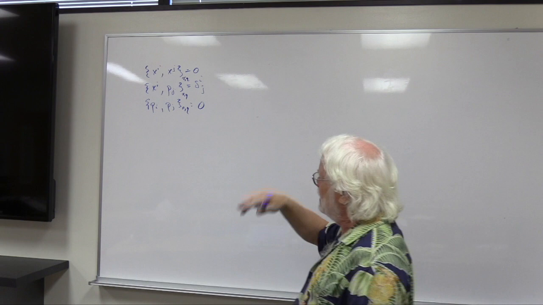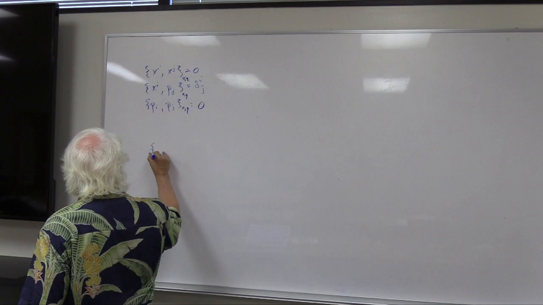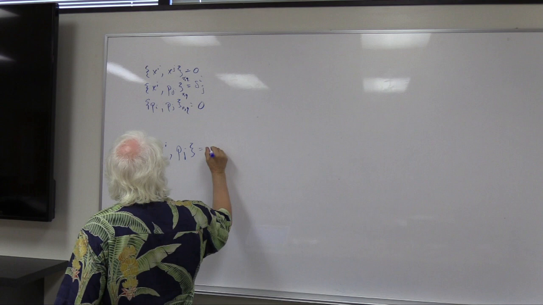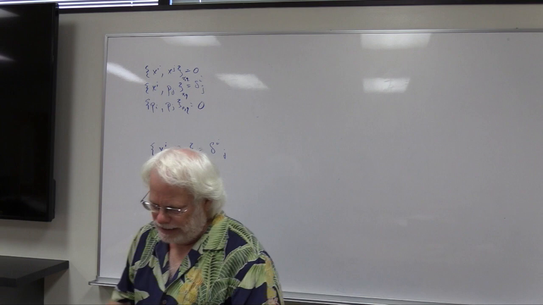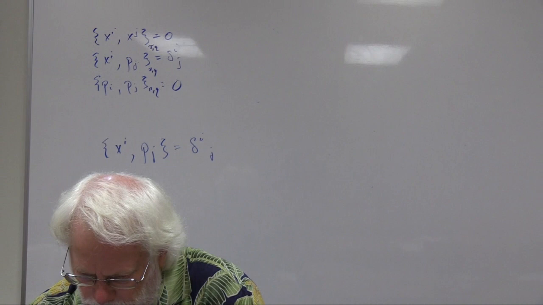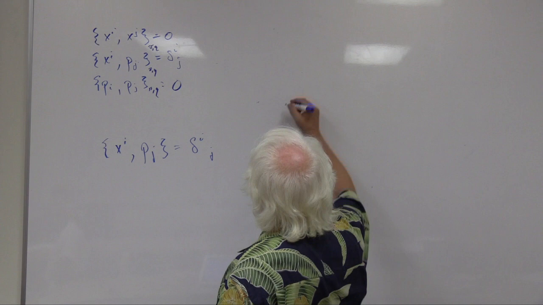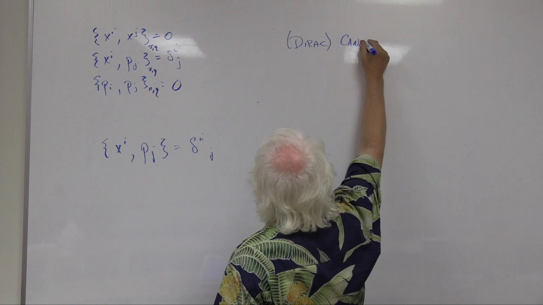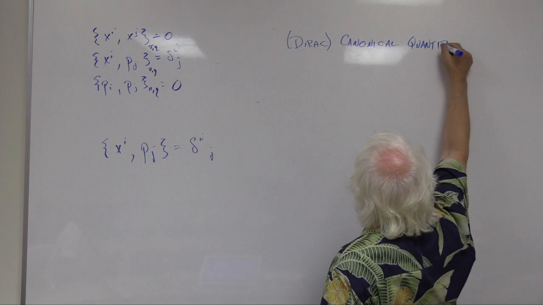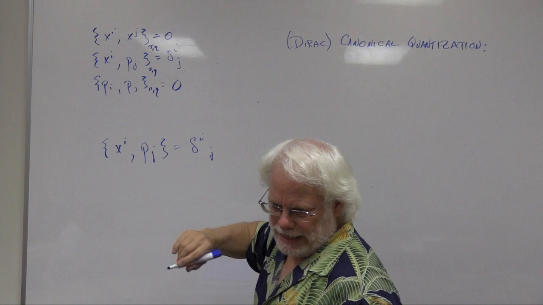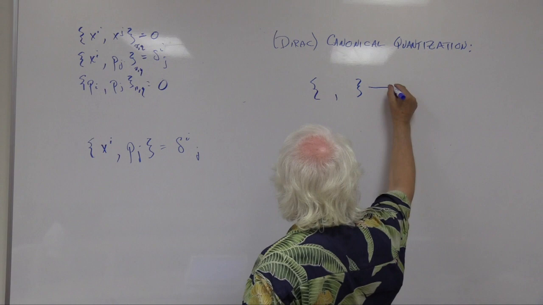And Dirac, in particular, noticed the similarity between the Heisenberg commutator and this Poisson bracket for X and P. So he formulated a set of rules. First, we are going to take the Poisson bracket of any two dynamical variables and replace it by i over h bar times a commutator.